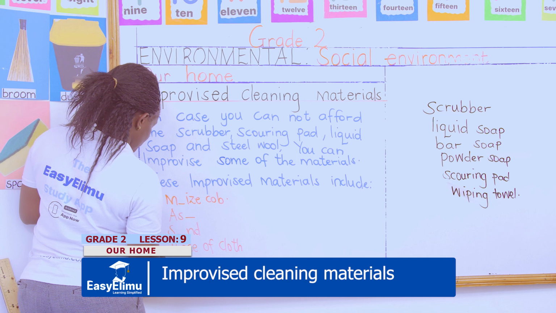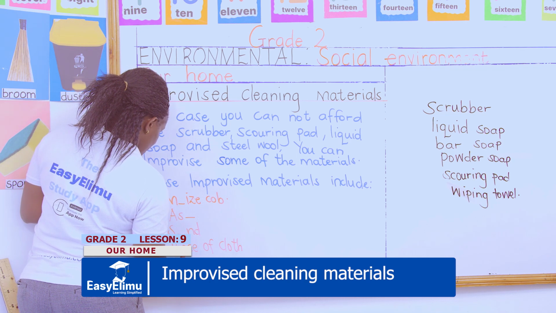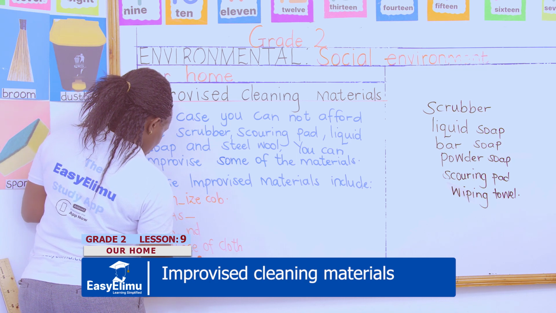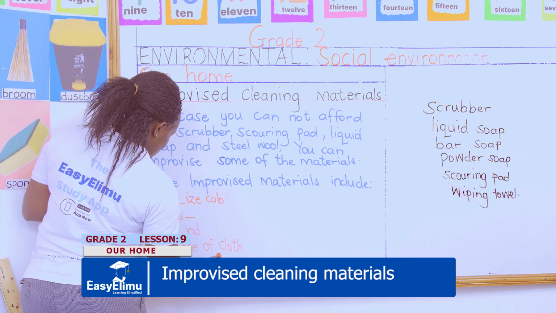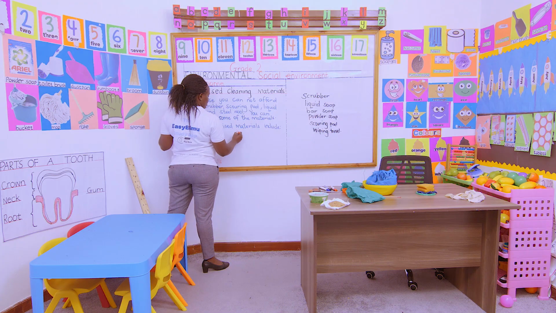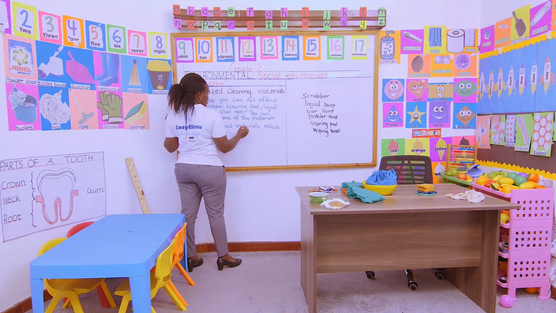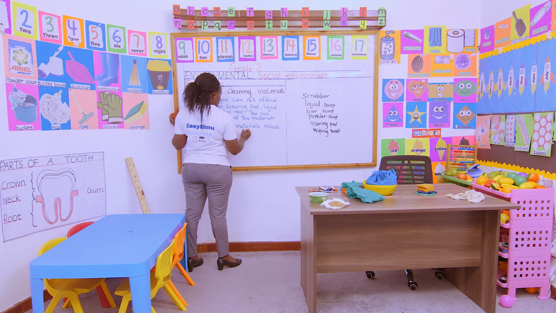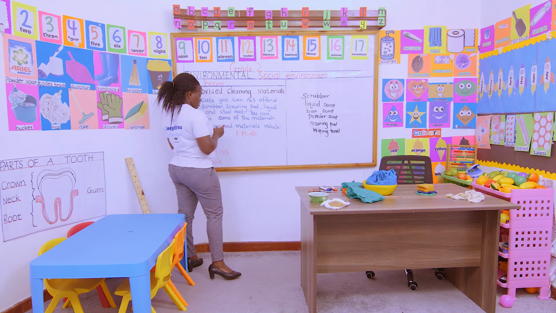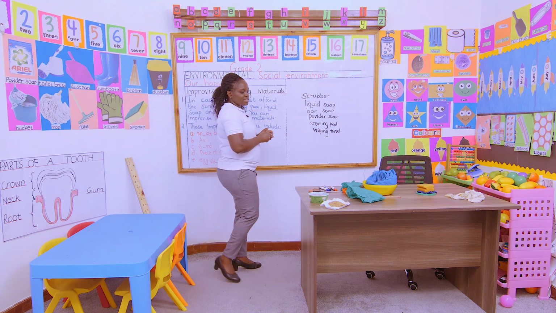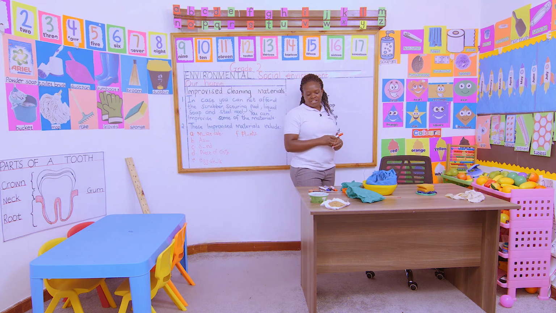What else have we said? We can use the egg shells, and lastly we can use plants. There are some plants that are used to clean utensils and they clean it very thoroughly and very nice.